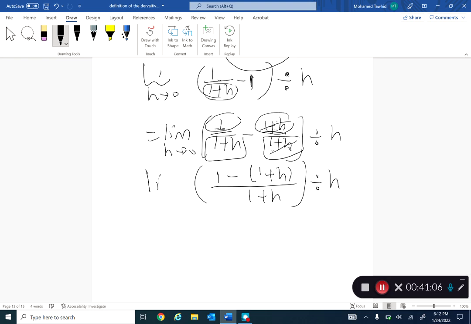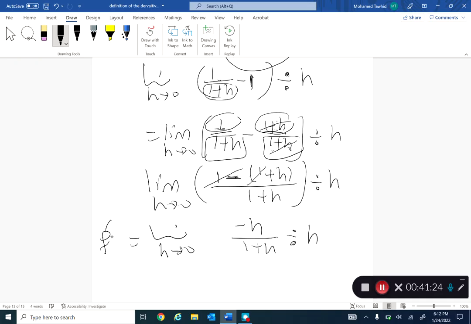So limit h close to 0. Then look what you have, 1 cancel with 1. 1 minus. So you have negative sign here, multiply h. So you have negative h over 1 plus h. The whole thing divided by h, right? Limit h close to 0. That is your f prime of 1.